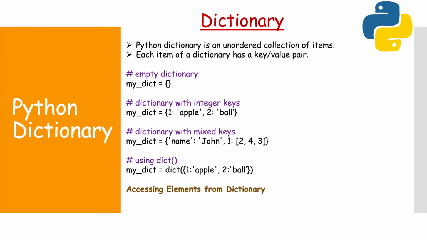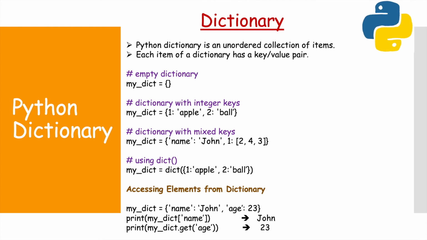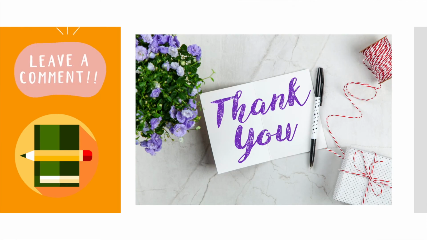Now how to access the elements from a dictionary? Simply provide the dictionary name and give the key. You're going to get the value of that particular key. So you're going to get John because you have provided the name key. In this example, you can also use the get function to get a value. You use the get function and provide the key, that is H, and you are going to get the output as 23. So this was all about the data types in Python.